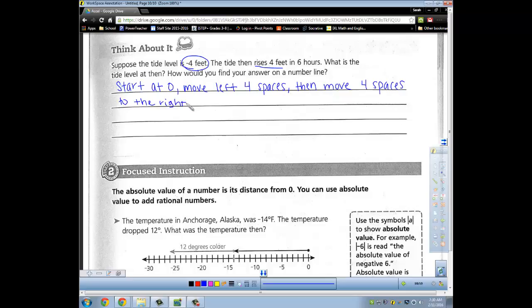Well, if we started at 0, went left 4 spaces, then immediately went right 4 spaces, that just takes us back to 0. So that would take you to 0 on the number line. So our tide level at that point would be 0. It's at sea level.